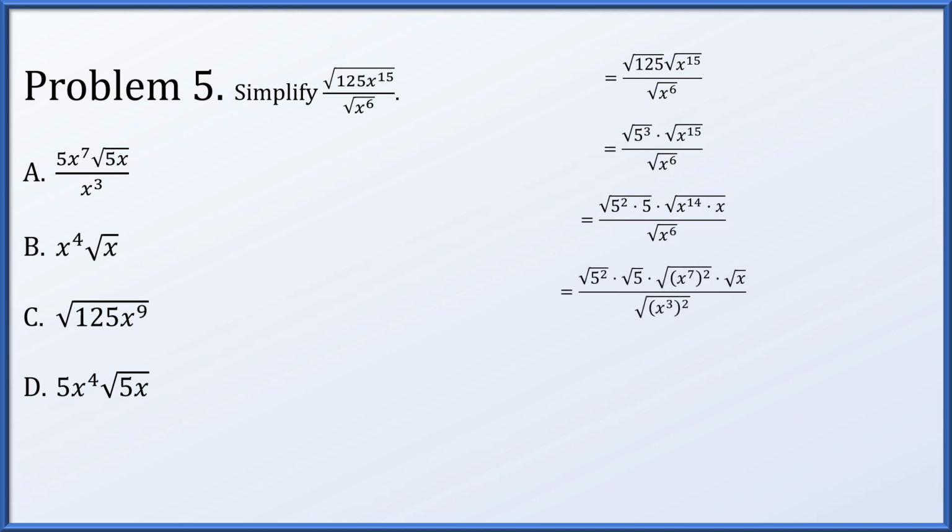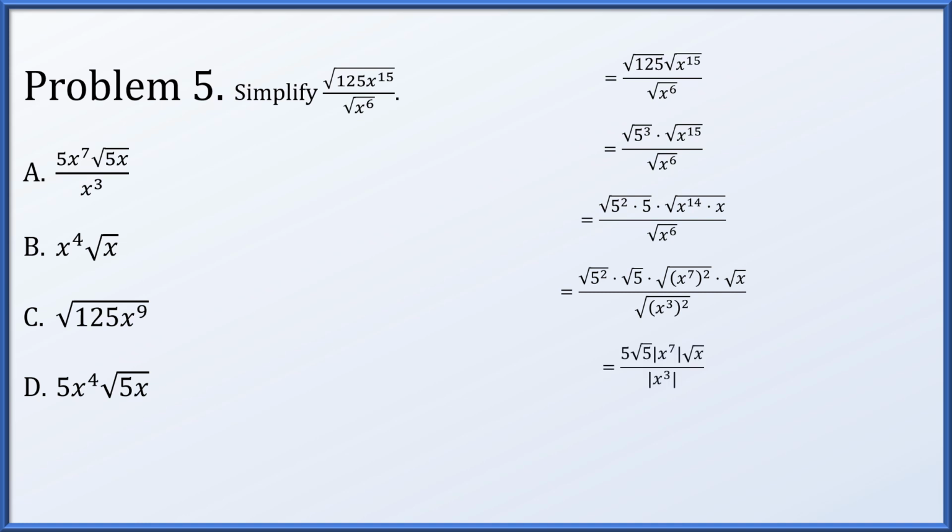So that square root of 5 squared times 5 gets broken up as the square root of 5 squared times the square root of 5. Similarly, the square root of x to the 14th times x is being broken up into two terms, and instead of x to the 14th, we're going to call that x to the 7th squared. Down in the denominator, that x to the 6th is being rewritten as x cubed squared. Why would we do this?